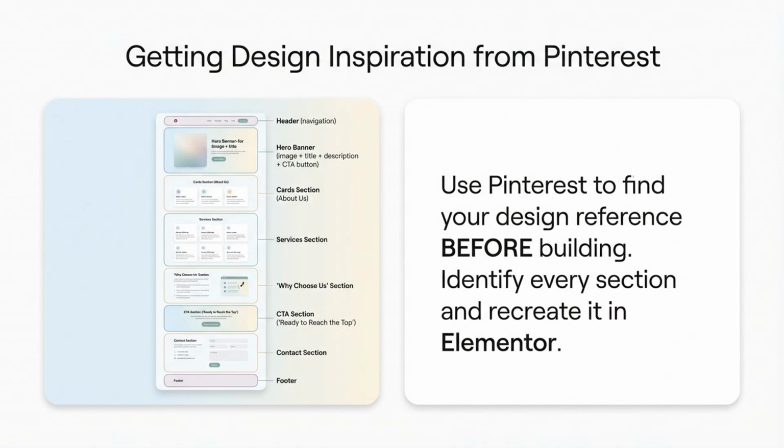Before jumping into building, it's smart to find a design reference. Pinterest is a great source for website design inspiration. Find a layout you like, and then break it down section by section. Identify the header, the hero banner with its title and call to action button, any card sections, the services area, a Why Choose Us block, a contact section, and the footer. Then recreate each section in Elementor one by one.